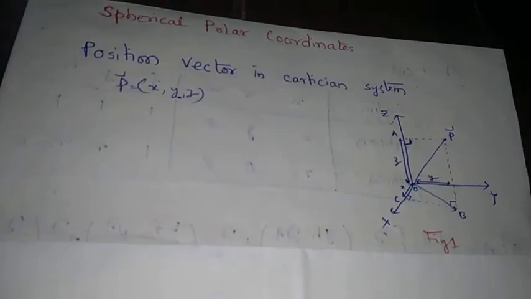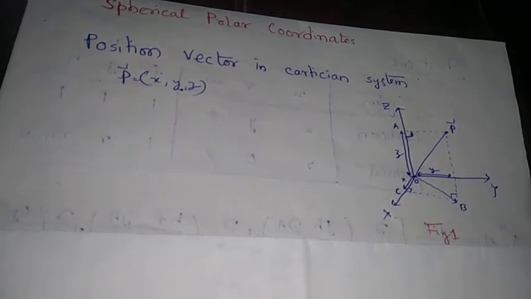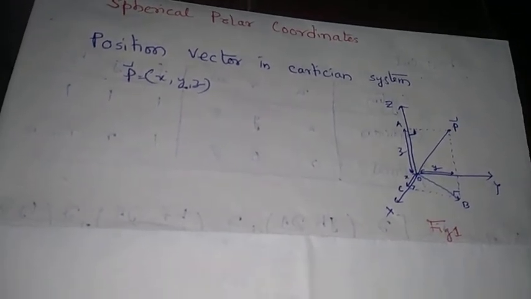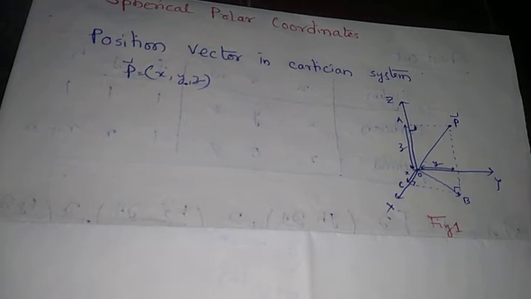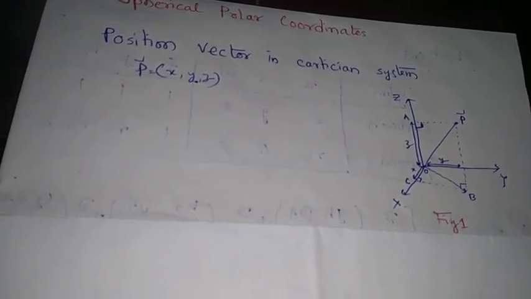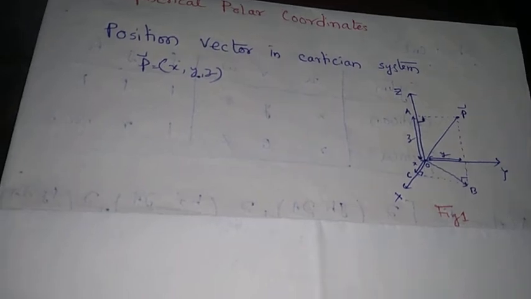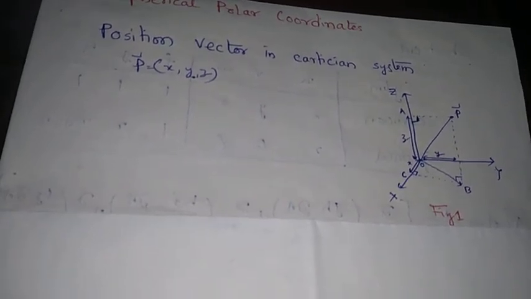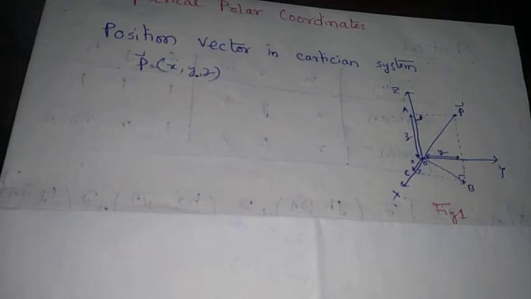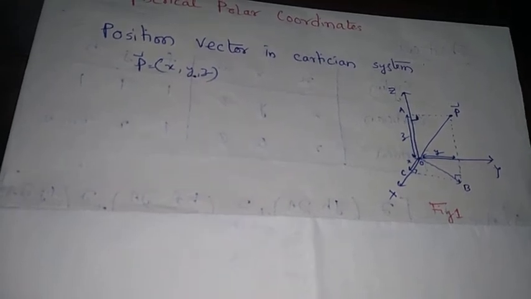The topic of the video is the spherical polar coordinate system and the Laplacian operator in this coordinate system. The position of a point in a three-dimensional space can be specified using the Cartesian coordinate system as shown in figure number 1, in which we have the origin O and the x-axis, y-axis and z-axis, and the point is taken as P.